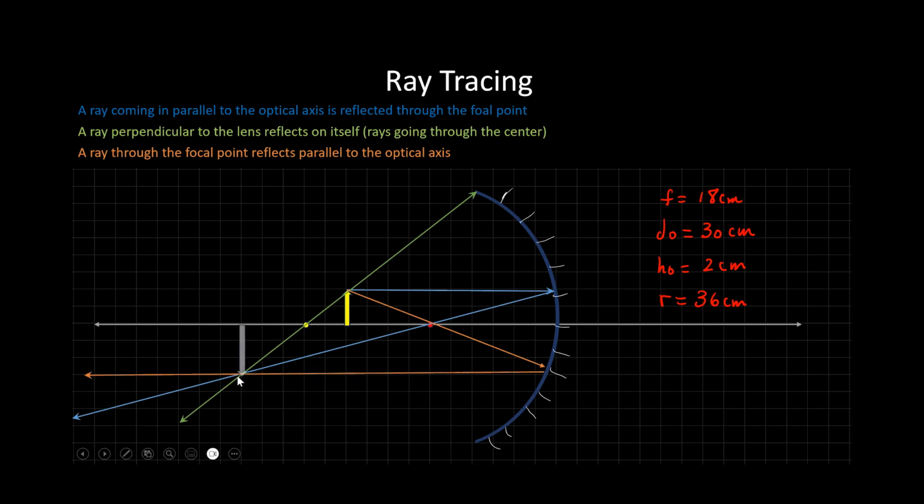And then here's the image right there. In this case, the image is at 45. So DI is 45, positive, because it's on the light side, and HI is about 3 centimeters.